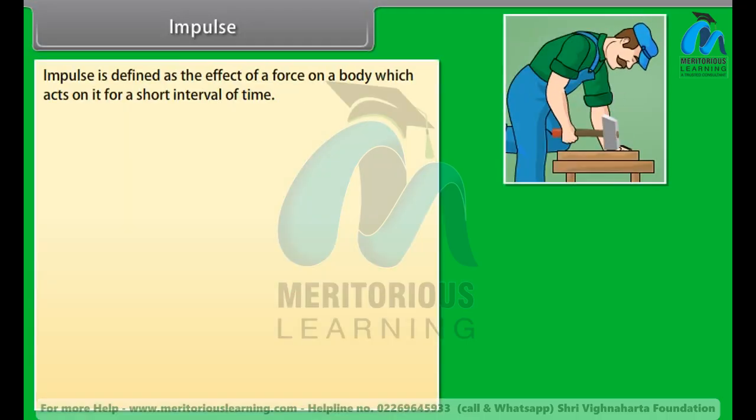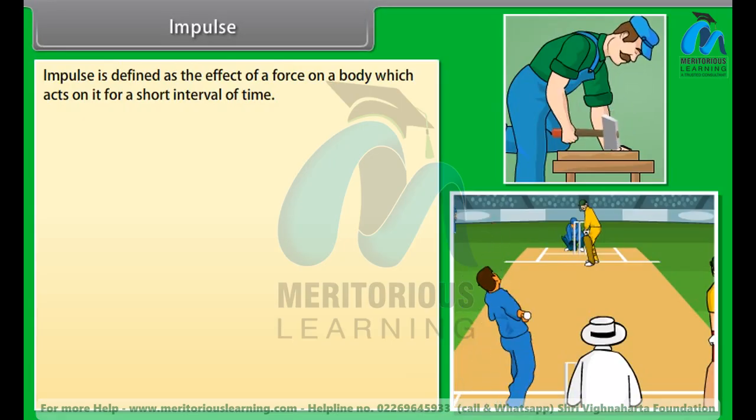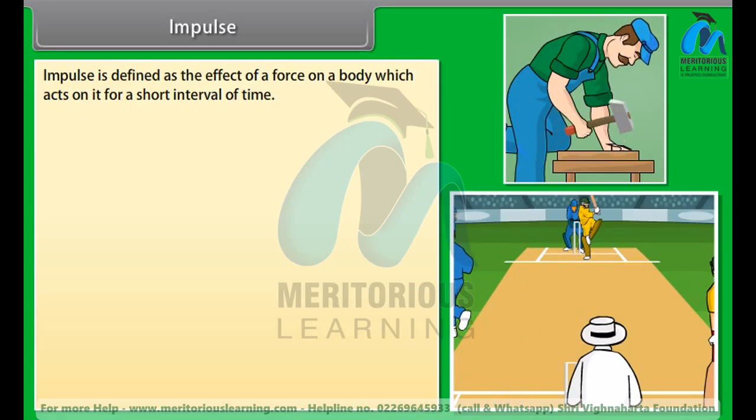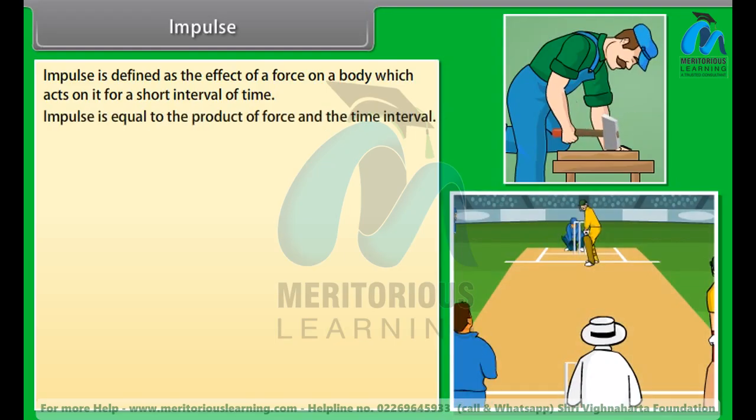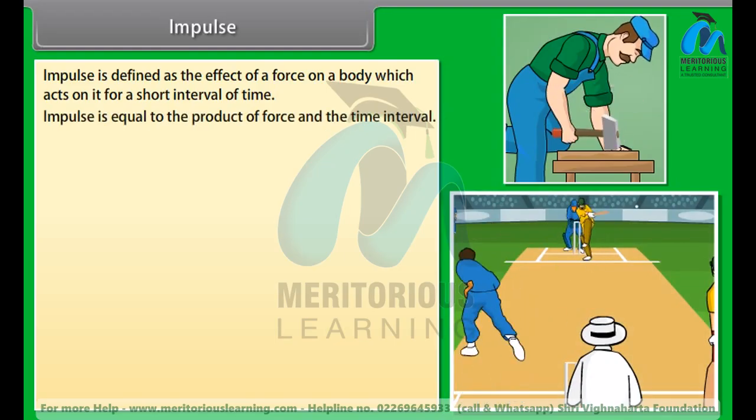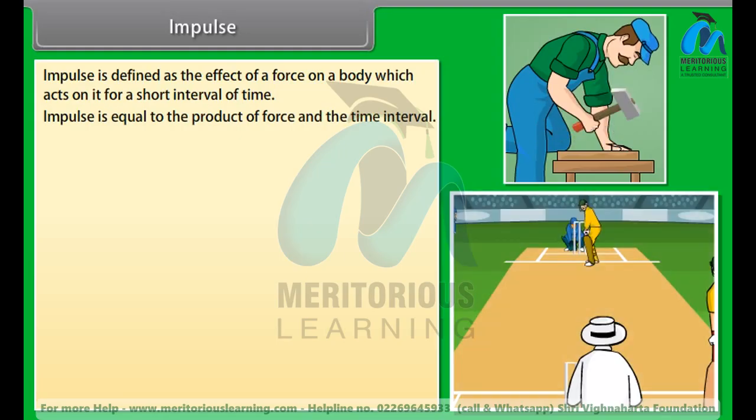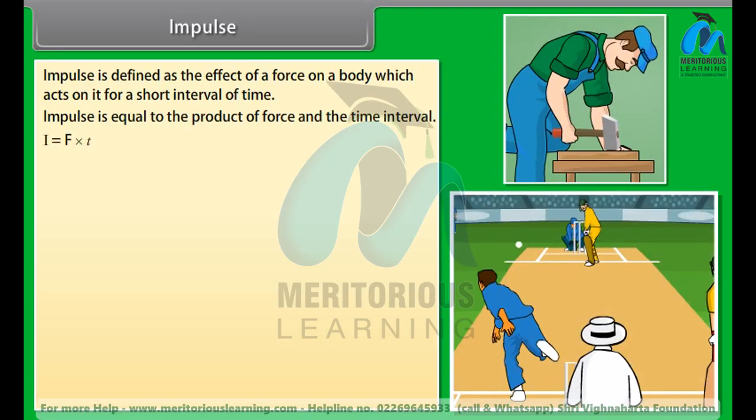Impulse is defined as the effect of a force on a body which acts on it for a short interval of time. Impulse is equal to the product of force and the time interval. I is equal to F into t.